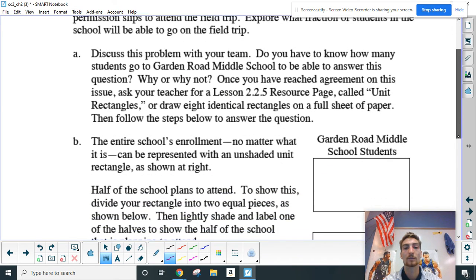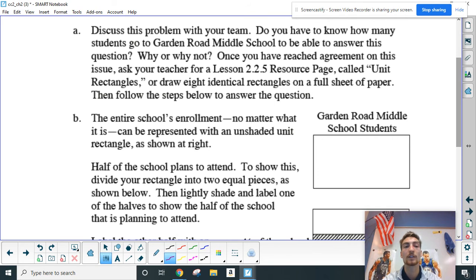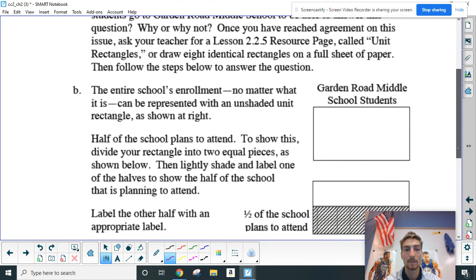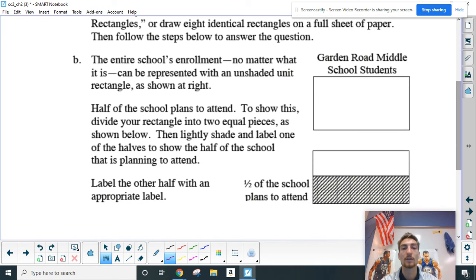So it says, discuss this problem with your team. Do you have to know how many students go to Garden Road Middle School to be able to answer this question? Why or why not? Once you have reached agreement on this issue, ask your teacher for the lesson resource page. All right, you guys won't be getting that. Or draw 8 identical rectangles on a full sheet of paper. Then follow the steps below to answer the question.